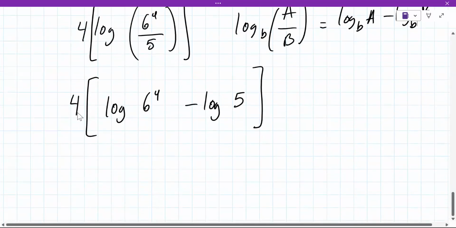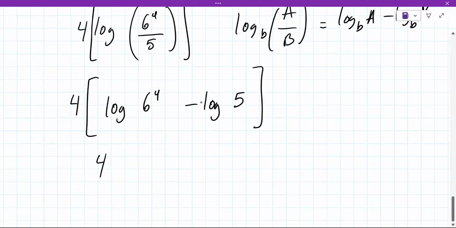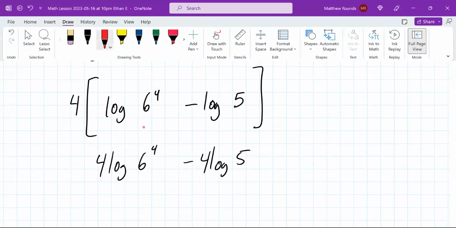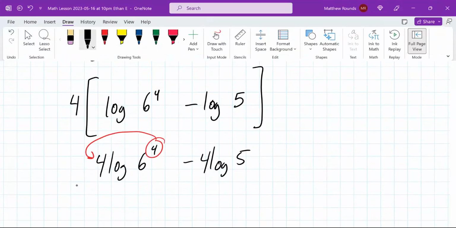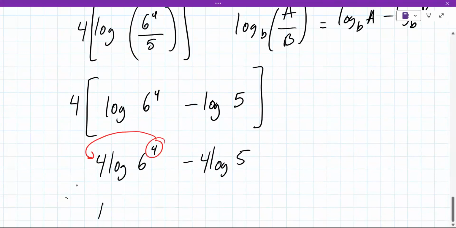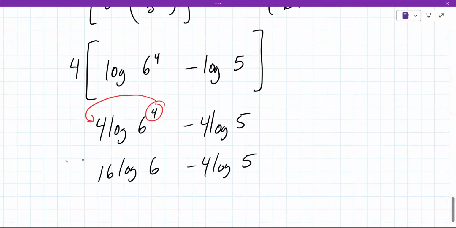Okay, so the next thing here is you can distribute this 4 into both. So it's 4 log base 6 of 4 minus 4 log of 5. And then you can, again, bring this exponent out in front. We could have done it earlier, but this is the more appropriate time. So it becomes 4 times 4, 16 log 6 minus 4 log 5. It is base 10 when it's not written. It's not needed in this problem. Something to think about down the road, remember.